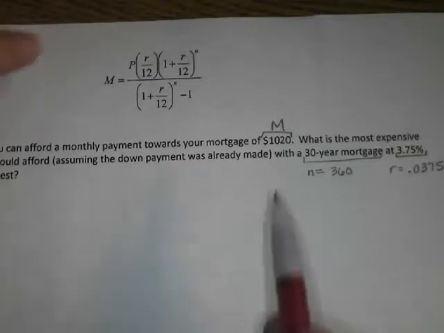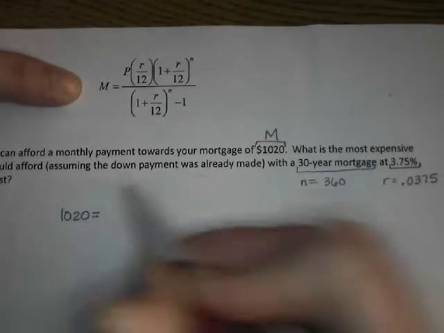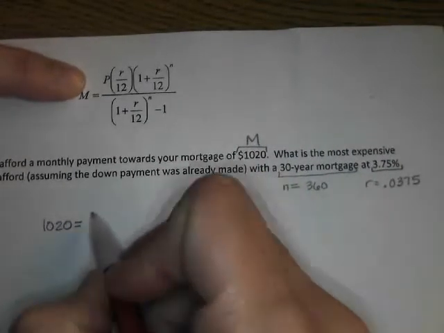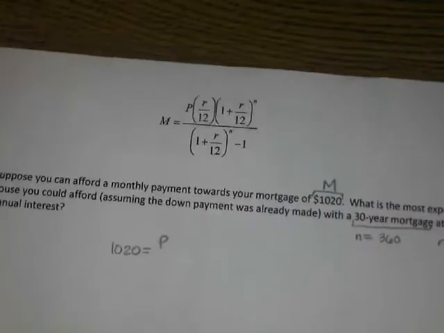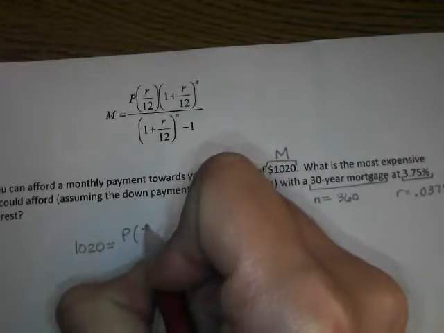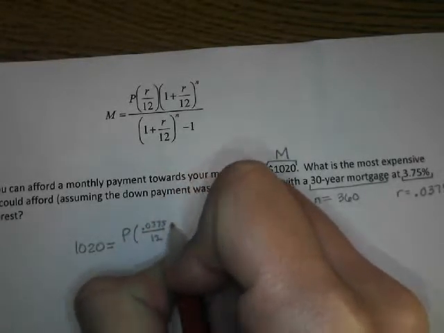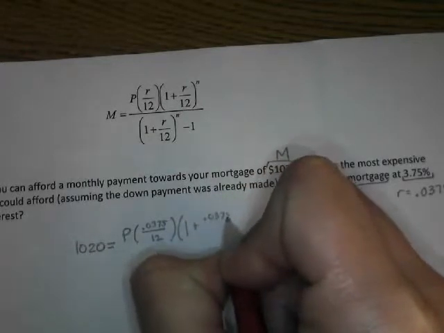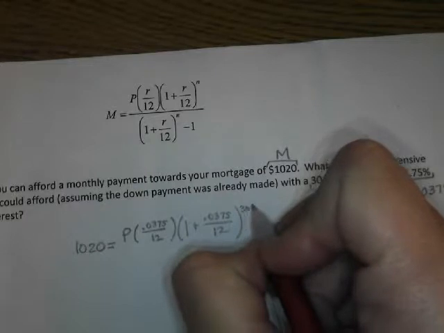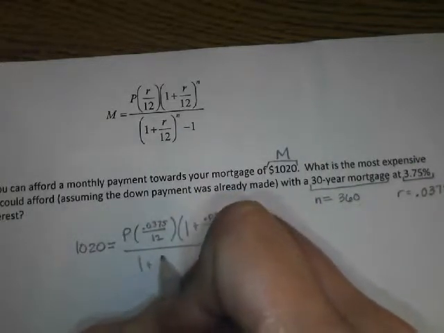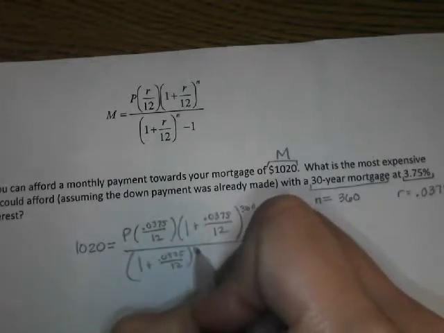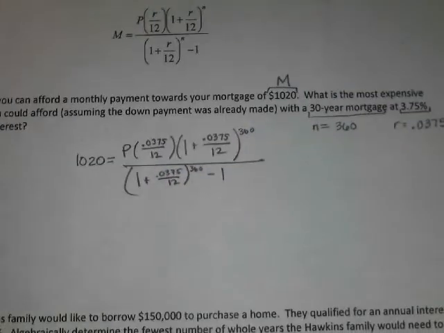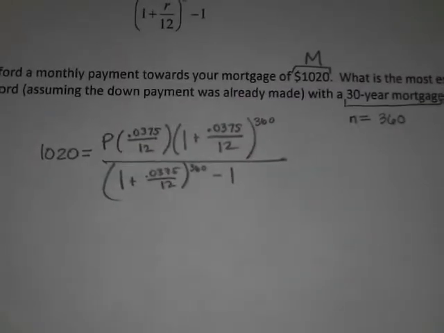1020 equals, we don't know P. That's what we're looking for. That's the most expensive P, the most expensive amount borrowed for our house that we could grab. P times 0.0375 over 12, times 1 plus 0.0375 over 12 to the 360th power, over 1 plus 0.0375 over 12 to the 360th power, minus 1. Never going to be pretty when we first plug in. Never. Okay? But we can slowly start cleaning it up.